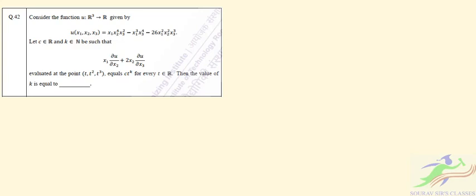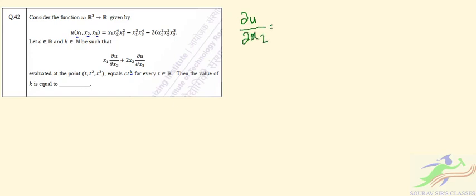So question number 42 says: consider the function u from R3 to R, with the three variables x1, x2, x3, given by this expression. Let c belong to R and k belong to the set of natural numbers, such that x1 del u del x2 plus 2 x2 del u del x3, evaluated at the point (t, t square, t cube), equals c t to the power k. So we have to find the value of k from here.